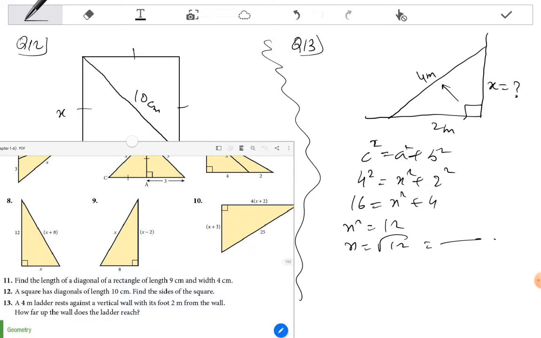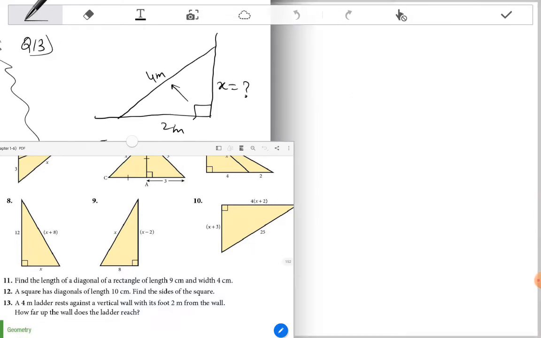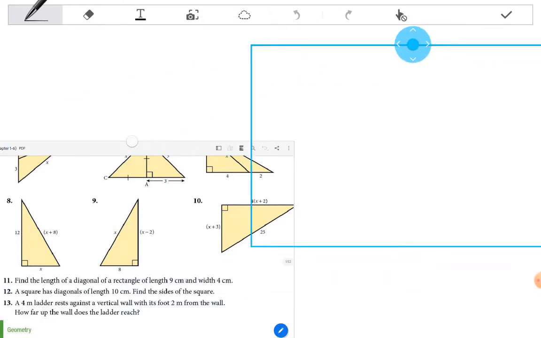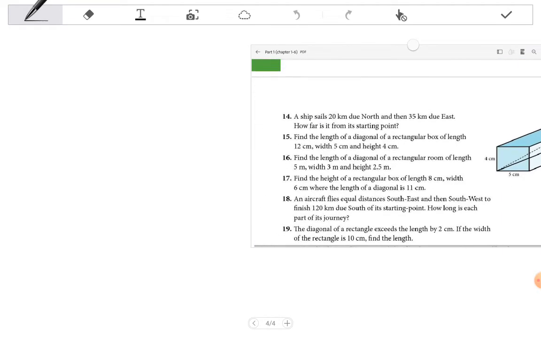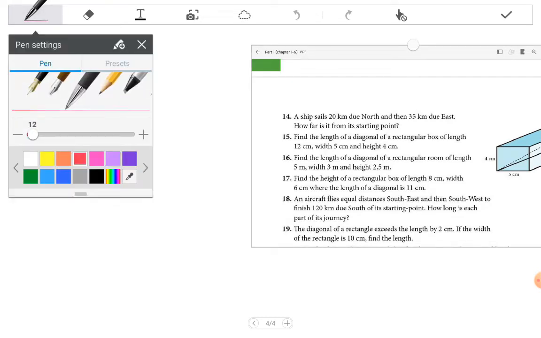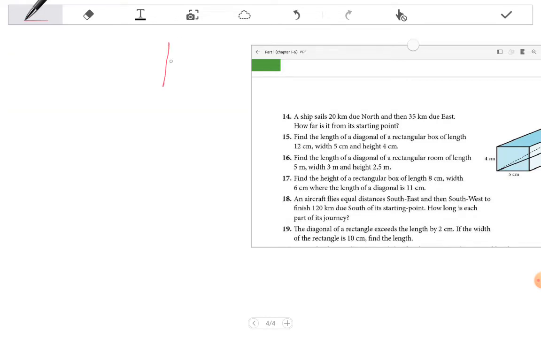I'm quickly moving to the next question. Question number 14. A ship sails 20 kilometers due north. First of all, we should draw a cross here. Whenever this comes, always know this is north. This is how we show north. That is east.